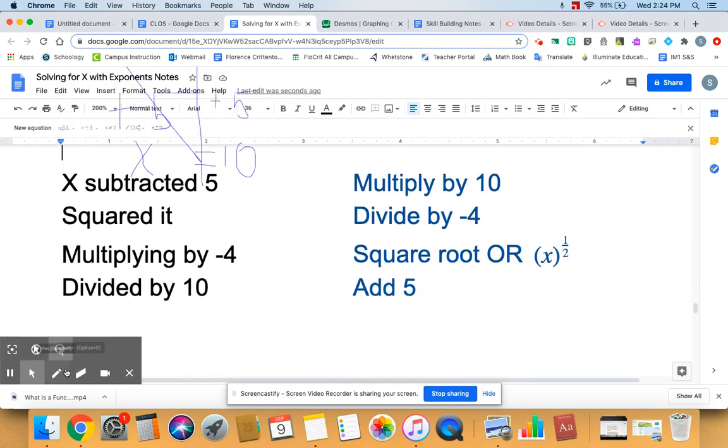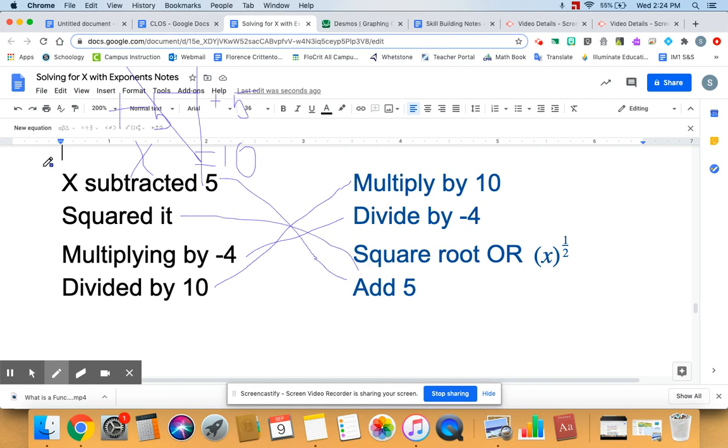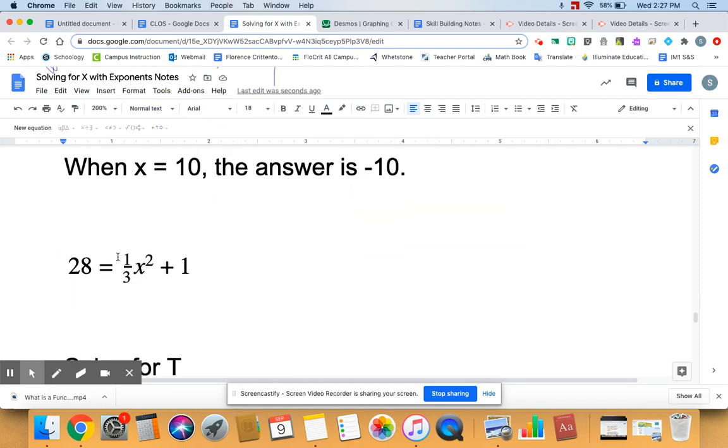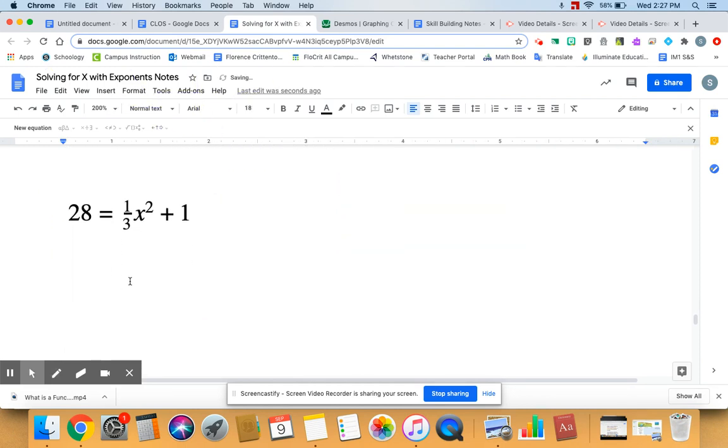But that's how you do it. So remember, you always start with the weakest one and get rid of it first by doing the inverse. Then the next weakest, then the next weakest, then the next weakest. So it's like, if this is going forward to get the answer, then we do the inverses backwards to solve for x. All right, let's say I have something like this and I want to solve for x.